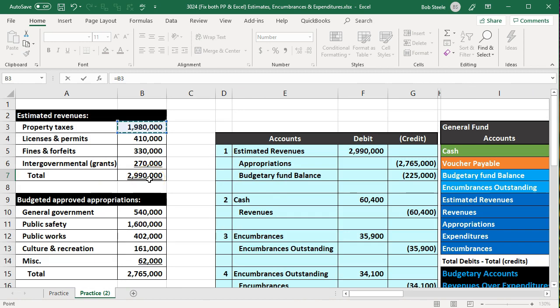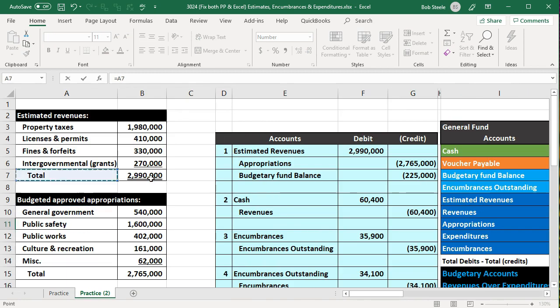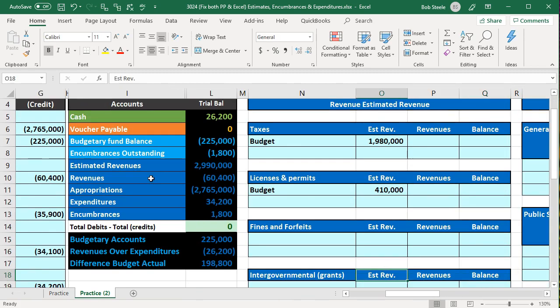We're going to be picking up the taxes first. So enter, there we have that. And then the license and permits, again, the budgeted information, I'm going to say is equal to the license and permits, this 410, and so on and so forth.